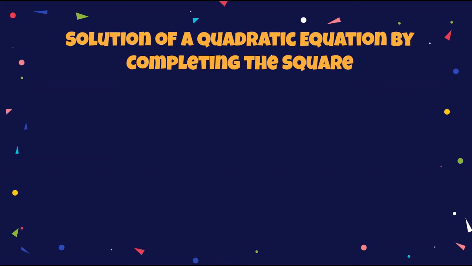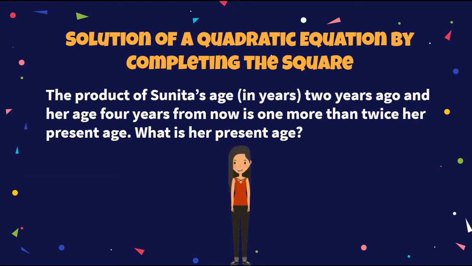To understand this topic more easily, let's take a daily life example. Here, the product of Sunita's age, in years, 2 years ago, and her age 4 years from now is 1 more than twice her present age. We have to find her present age. Through this question, let's find out how we can find the solution of a quadratic equation by this method of completion of square.